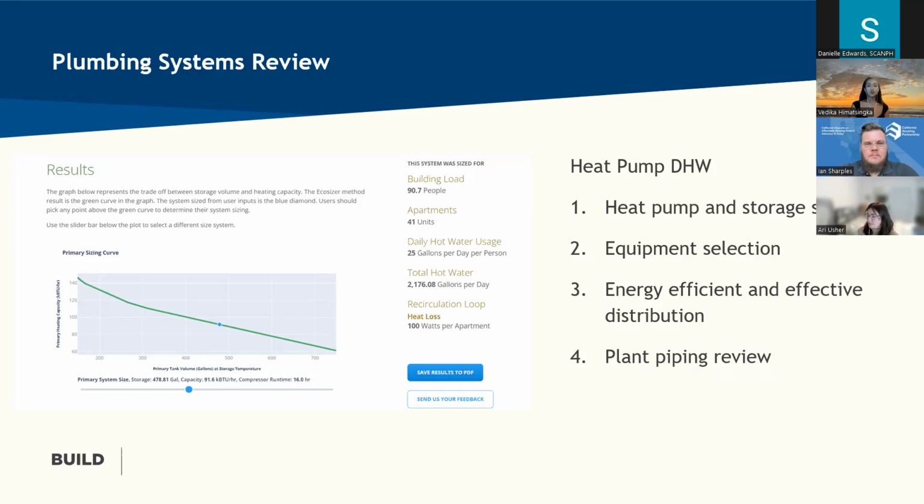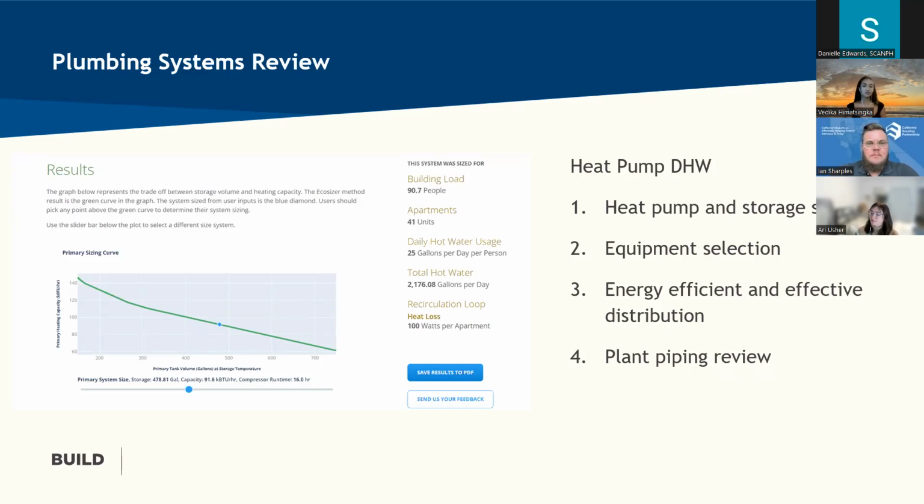So once we receive the design plans from the project teams, one of the first steps in analyzing the plumbing system is sizing the hot water demand and storage requirements. We use a tool called the EcoSizer. You can see a screenshot of that tool on this slide. And we use that for sizing central heat pump water heaters. And we also use industry standard guidelines for unitary heat pump water heater sizing.